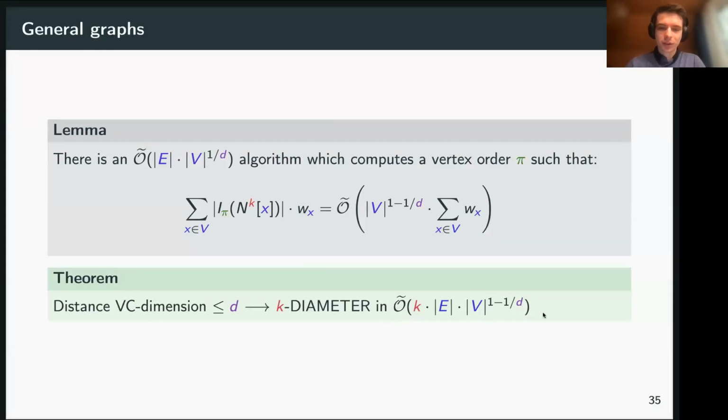Okay, so here I just have a recap of what we did. The first algorithm was for general graphs of bounded VC dimension. Here our key contribution is this algorithm that computes vertex orders with weights. And if we apply it to this previous algorithm, we get a better exponent here.